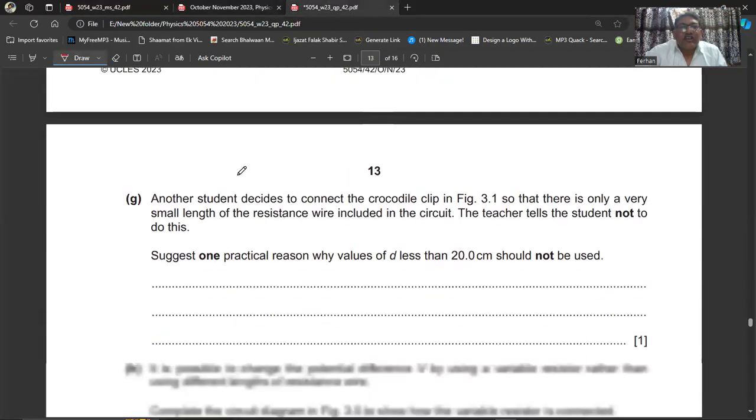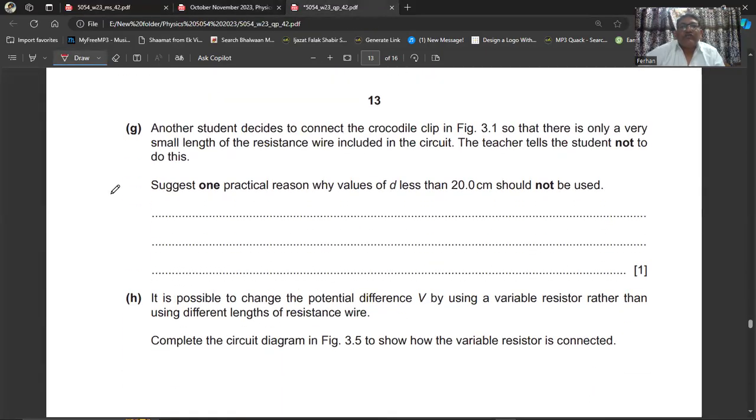Okay, the next part of question number 3, part G. He says, another student decides to connect the crocodile clips in the figure 3.1 so that there is only a very small length of the resistance wire included in the circuit. The teacher tells the students not to do this. Suggest one practical reason why the values of d less than 20 centimeters should not be used.